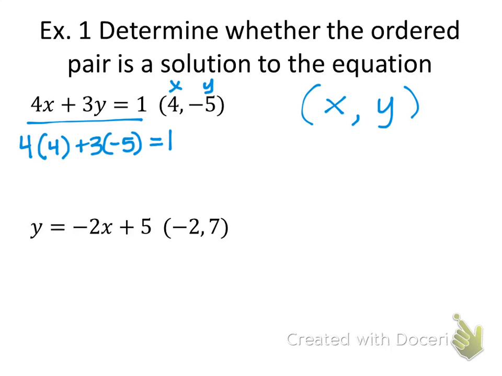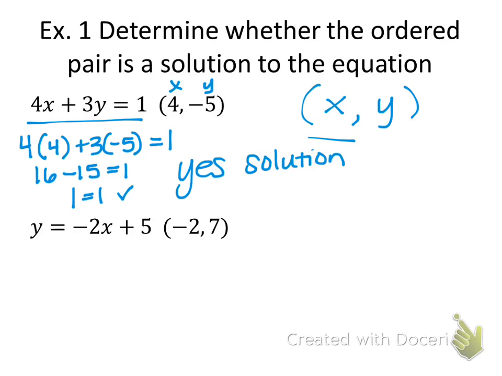Okay? 4 times 4 is 16. 3 times negative 5 is negative 15 equals 1. 16 minus 15 is 1. 1 does equal 1, so we know that yes, it is a solution. And you can just write yes. You don't have to write yes solution. Okay? So let's try the next ordered pair.